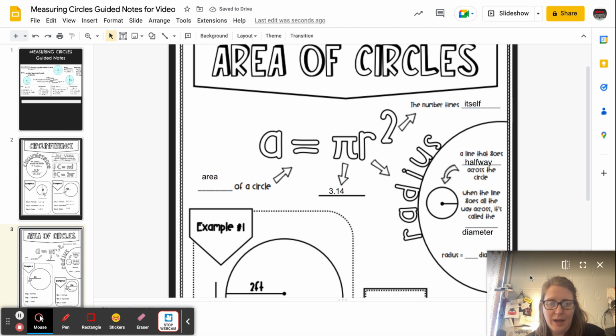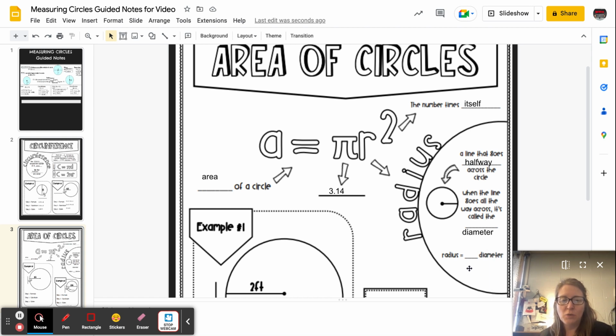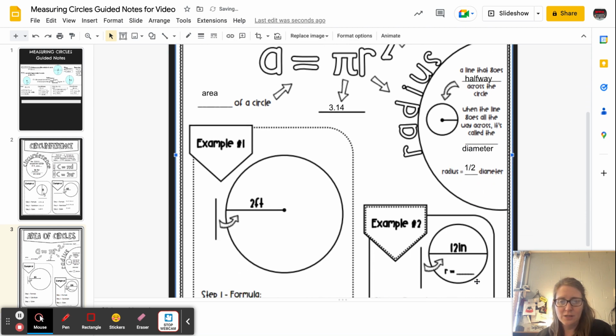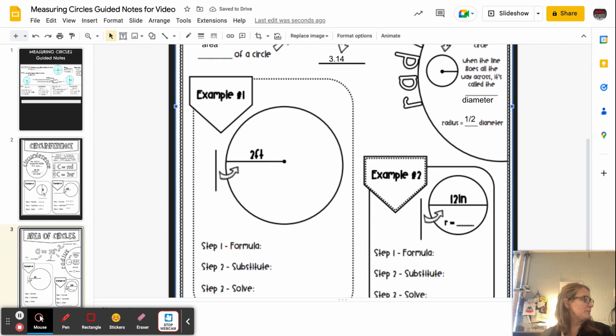All right. And so we know from this that the radius is half the diameter. The radius is half the diameter because the radius is halfway across, whereas the diameter is all the way across. So when you put that in, you're going to put in the radius is half of the diameter. Okay, let's look down here. We're going to do our 2 examples.